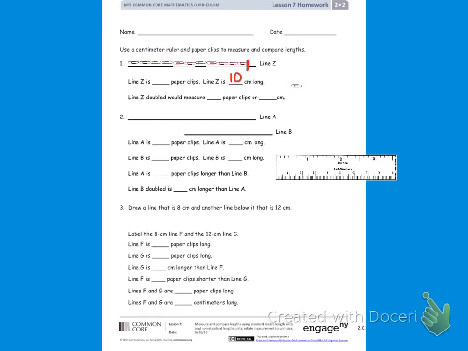Almost done. Okay, so let's see how long line Z is in paper clips. 1, 2, 3, 4, 5, 6, 7, 8, 9, 10, 11, 12. Line Z is 12 paper clips long. It's all recorded on the line.